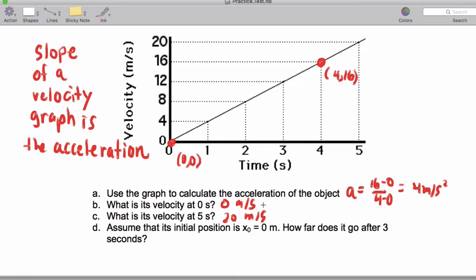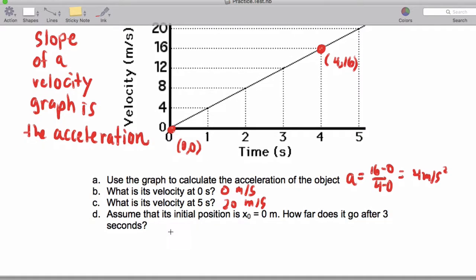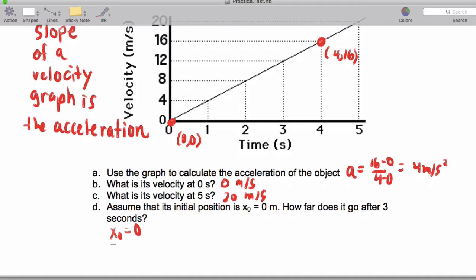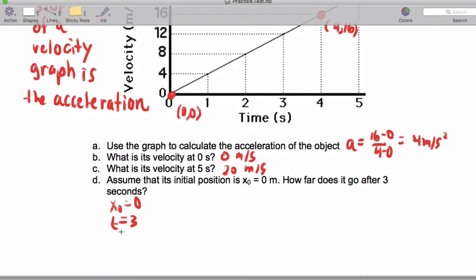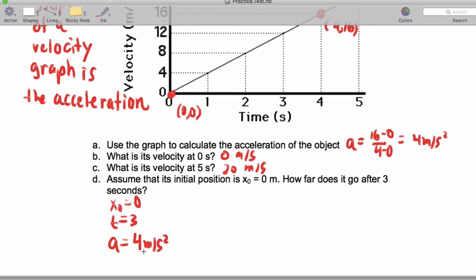Now it says assume the initial position is x equals 0. How far does it go after 3 seconds? So there's a couple ways we could do this. We've got the initial position is 0. We know that the time is 3 seconds. We know the acceleration is 4 meters per second squared.